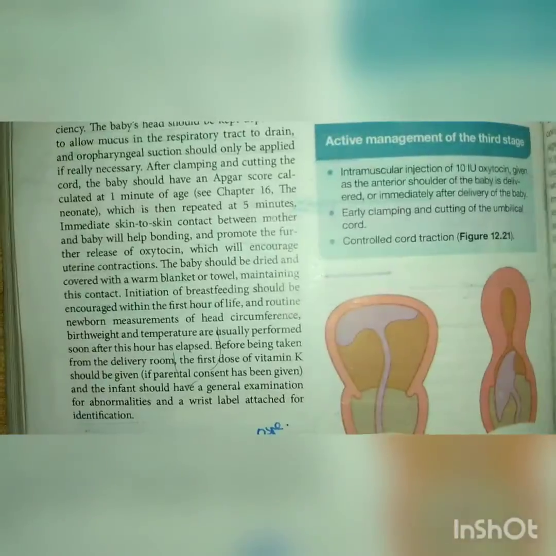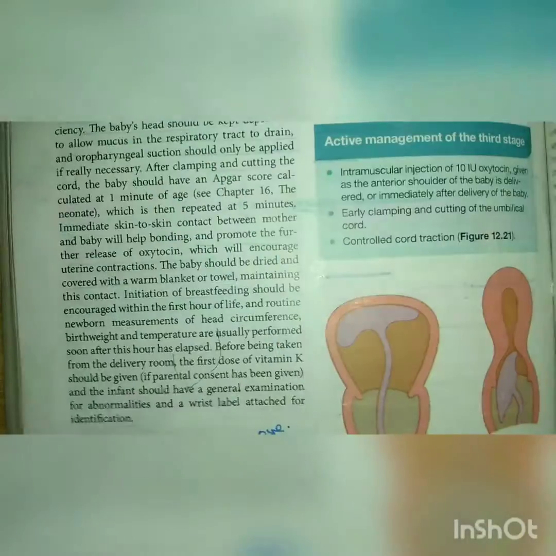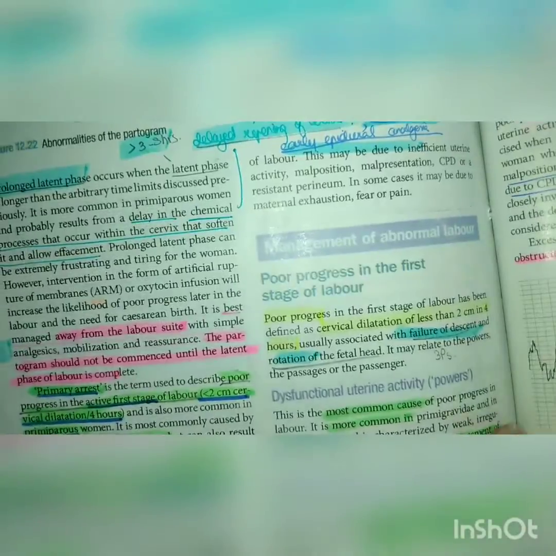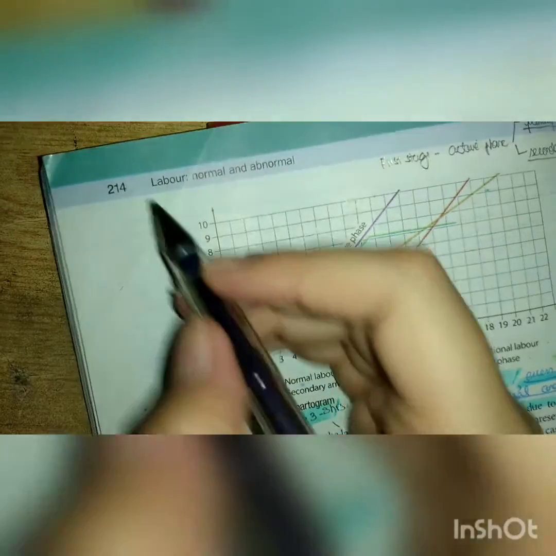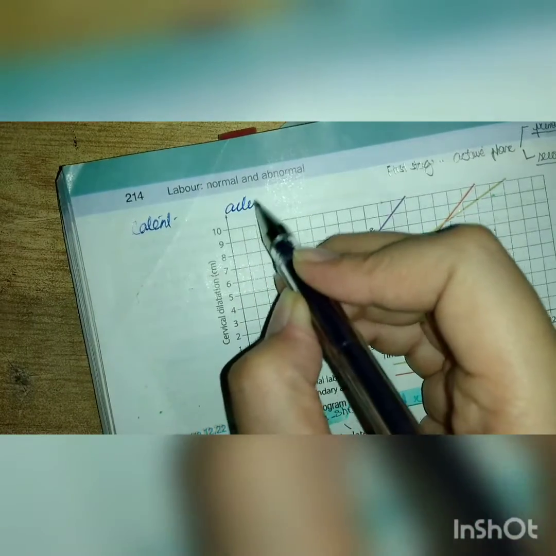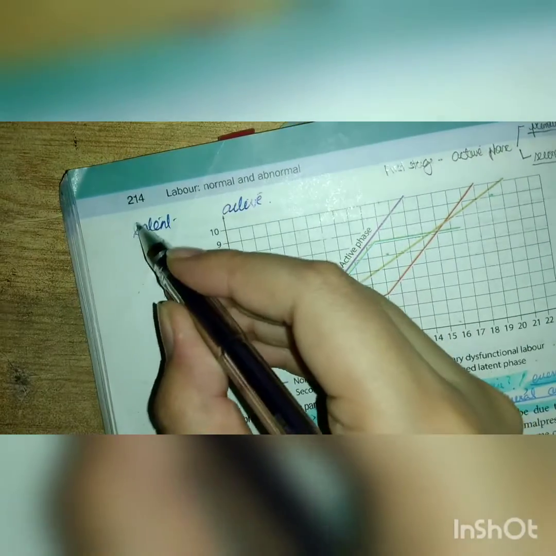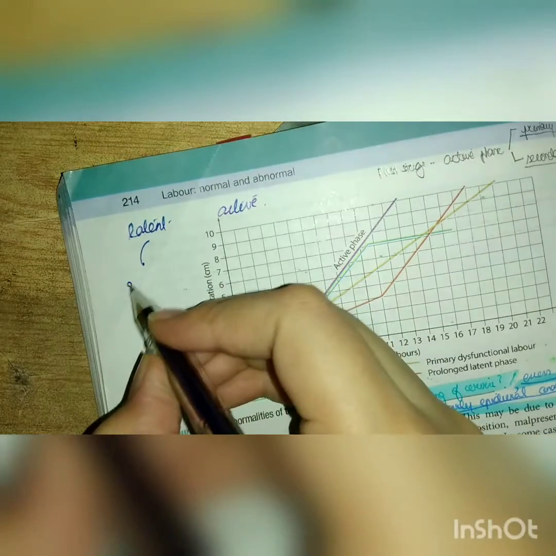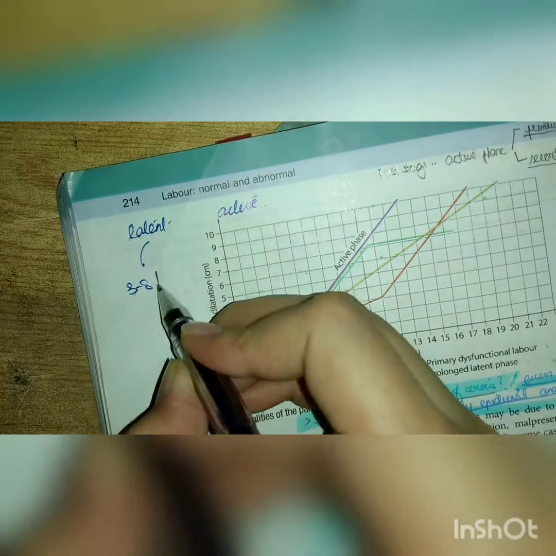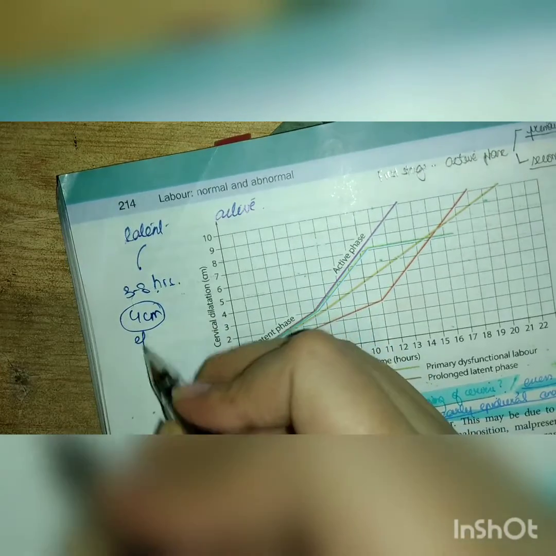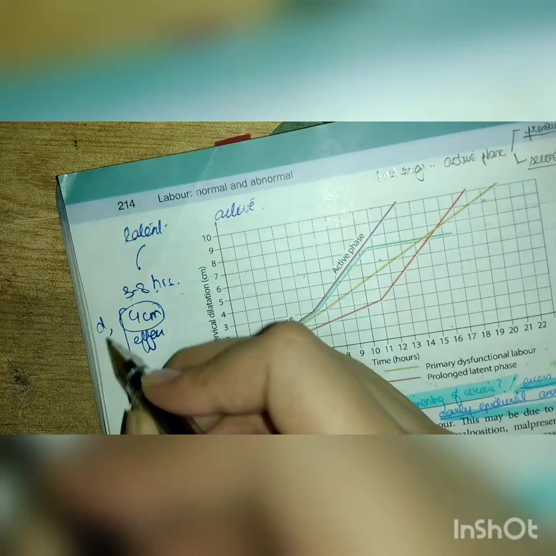Now we have discussed the normal first stage and its management. Now we're going to discuss the abnormalities of the first stage of labor. As I told you before, there are two phases of the first stage: a latent phase and an active phase. The latent phase lasts roughly 3 to 8 hours, during which up to 4 centimeters of cervical dilatation occurs, along with effacement. Two things, dilatation and effacement, occur.